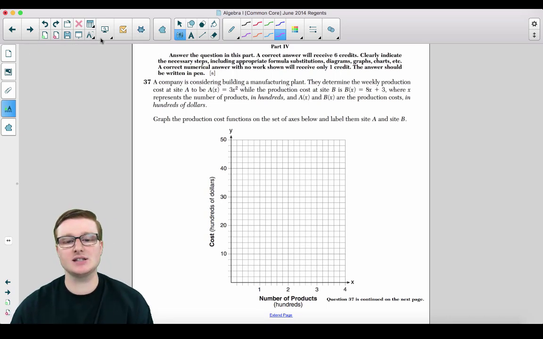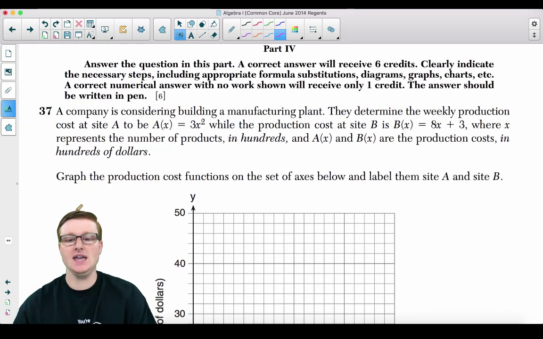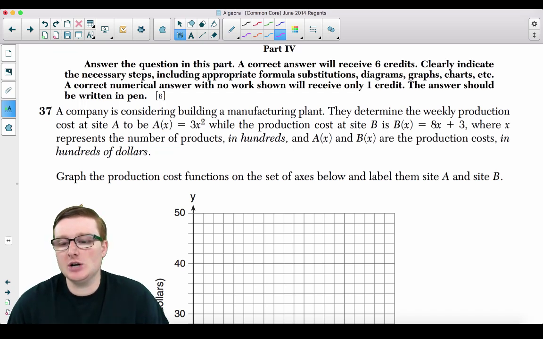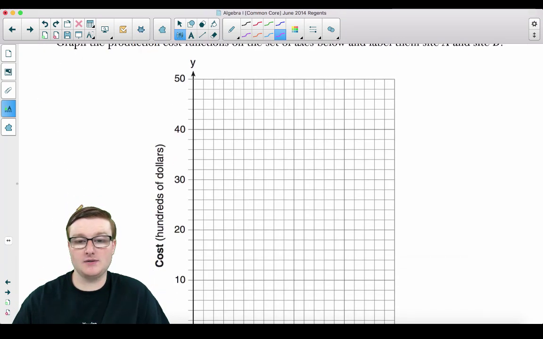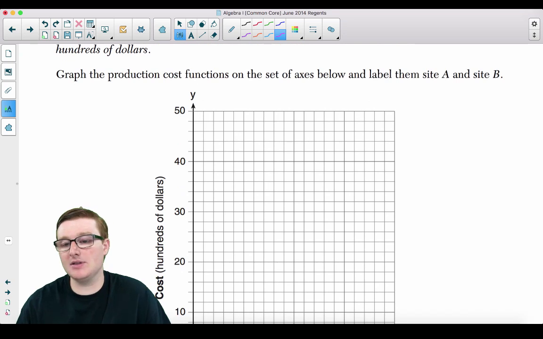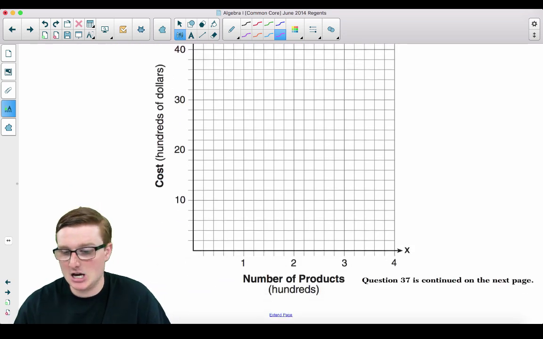Moving on to the very final question of this exam, finally. A company is considering building a manufacturing plant. They determine the weekly production cost at site A to be A of x equals 3x squared, while the production cost at site B is B of x equals 8x plus 3, where x represents the number of products in hundreds and A of x and B of x are the production costs in hundreds of dollars. Graph the production cost functions on the set of axes below and label them site A and site B.